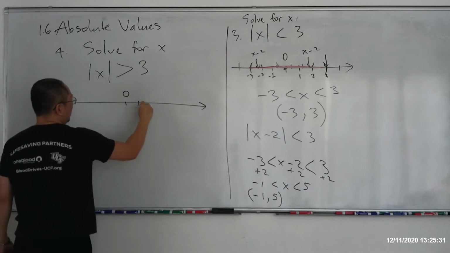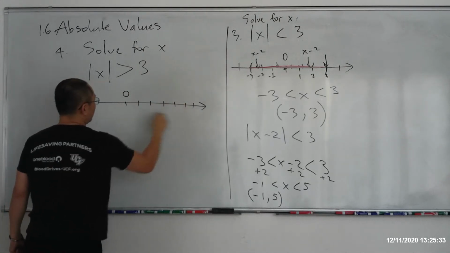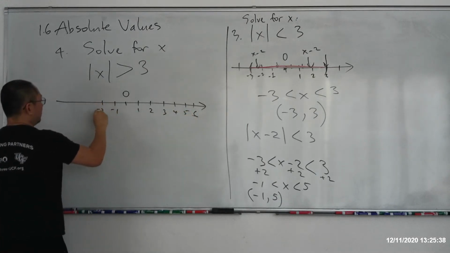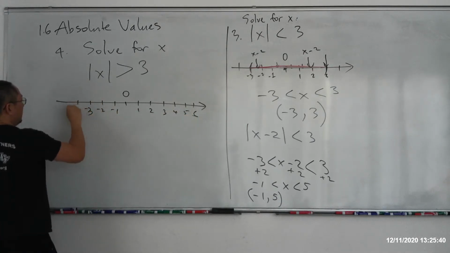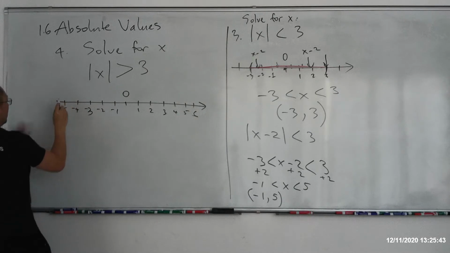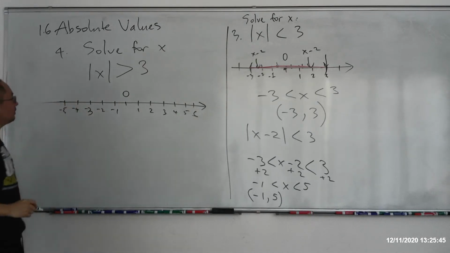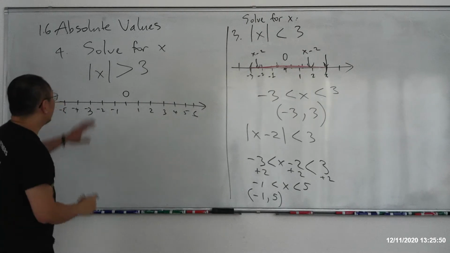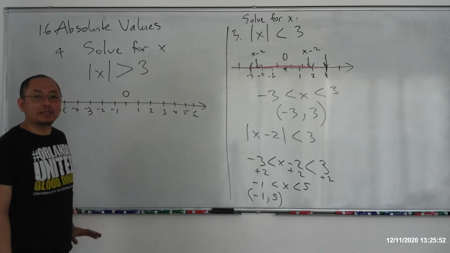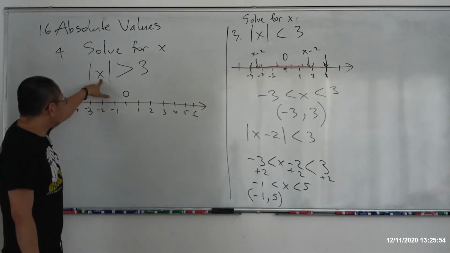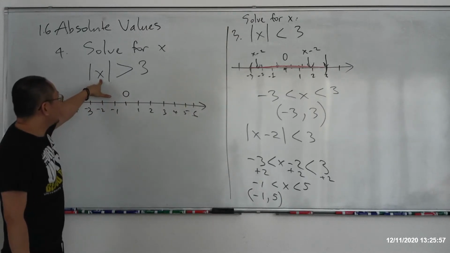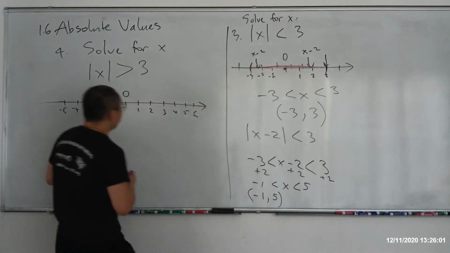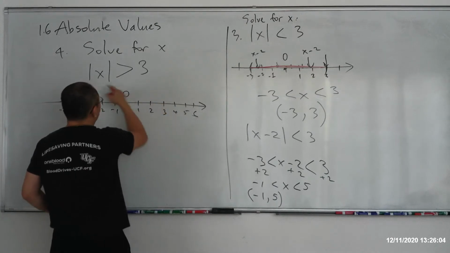Origin right here, 1, 2, 3, 4, 5, 6. Negative 1, negative 2, negative 3, negative 4, negative 5, and the line goes this way. According to our definition, the absolute value of x greater than 3 means the distance from a number x to the origin is bigger than 3. Distance from x to the origin bigger than 3.